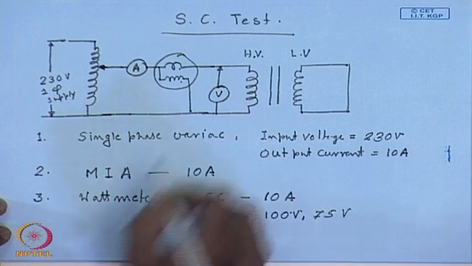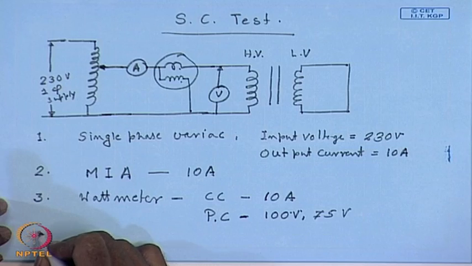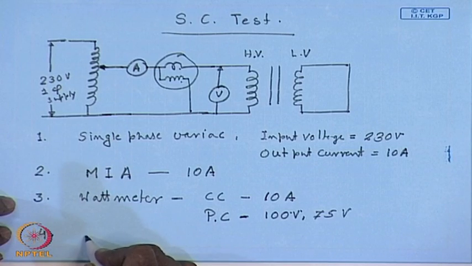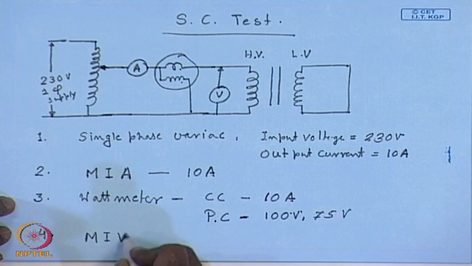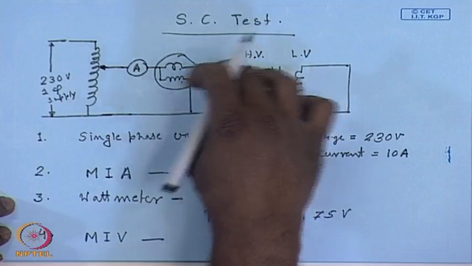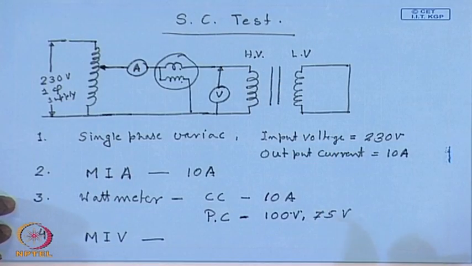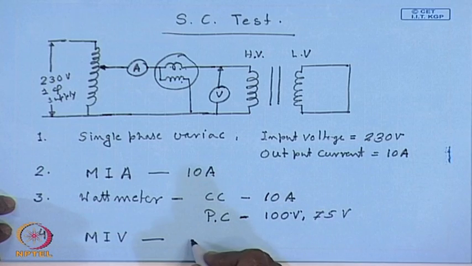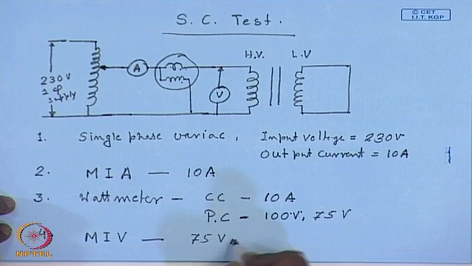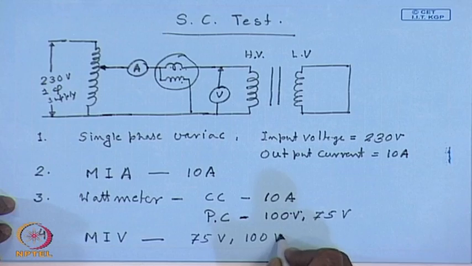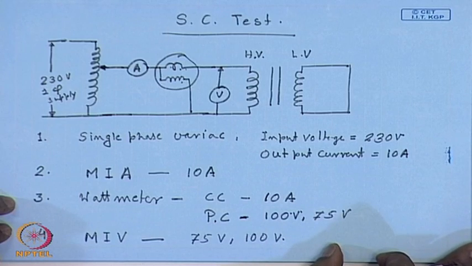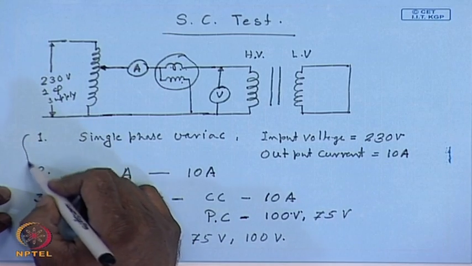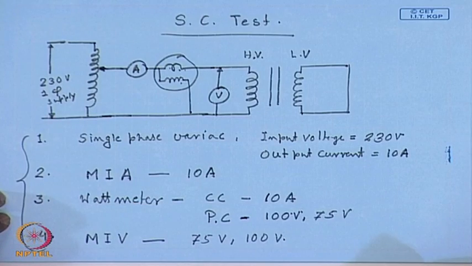Then we need a voltmeter, a moving iron voltmeter. Since the potential coil of the wattmeter and the voltmeter are connected to the same points, the drop across the current coil being negligible, this can also be either 75 volt or 100 volt reading. So, this is the list of equipment required for the short circuit test.